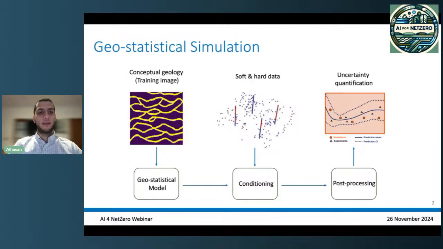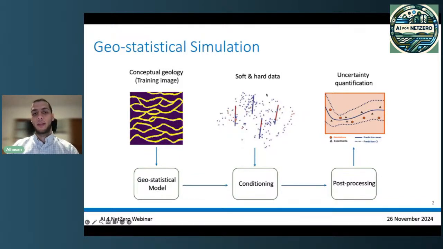So let me start by talking about the key steps in geostatistical simulation. Here we have a training image that describes conceptual geology. For example, this is the solid phase, and the yellow bars here are the channel phase, which could describe a fluid that passes through. This image is used to train a geostatistical model to generate multiple realizations that are similar to the training image. The next step is to condition this realization on some observed data from a particular subsurface reservoir.